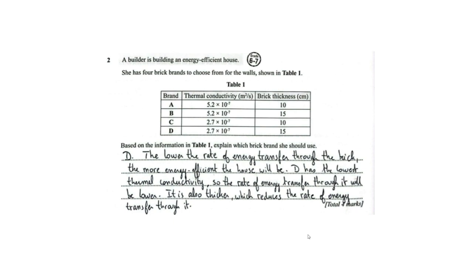So you should use brick D. It has a very low thermal conductivity compared to A and B, so less energy is going to transfer through it, and it is thicker than C, so it's going to prevent the loss of heat through the wall a lot more. So D, the lower the rate of energy transfer through the brick, the more energy efficient the house will be. D has the lowest thermal conductivity, so the rate of energy transfer through it will be lower. It is also thicker than C, which reduces the rate of energy transfer through it.